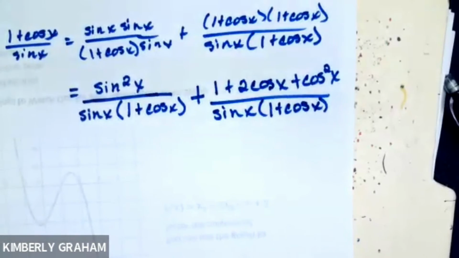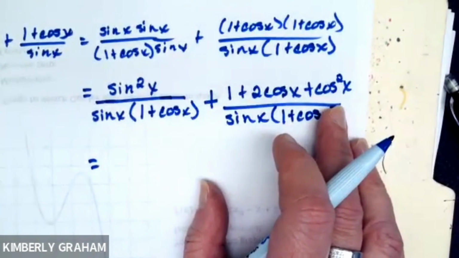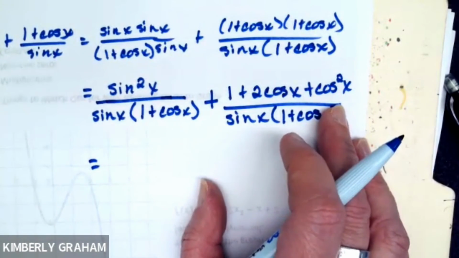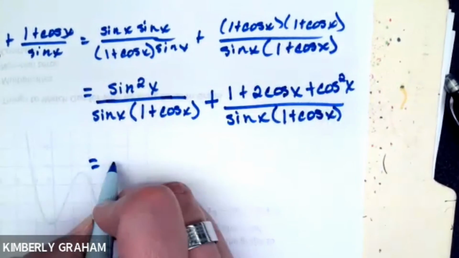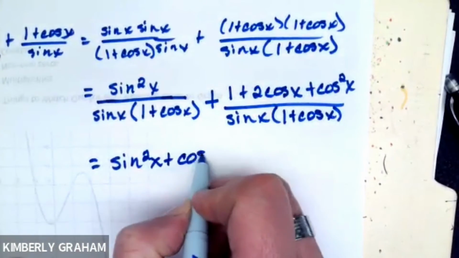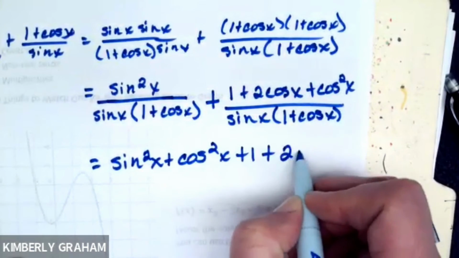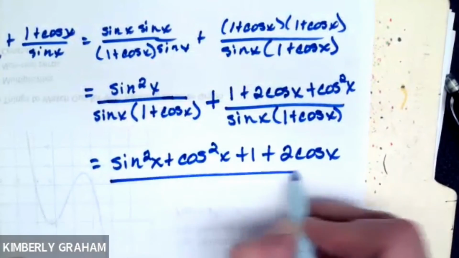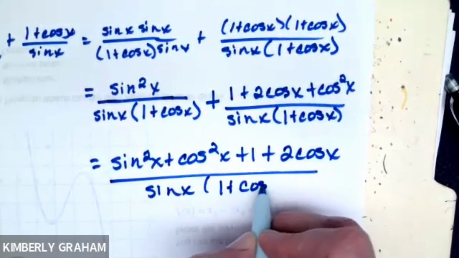So I've got two fractions with the same denominator. Remember, the whole point of me doing this is to try to get this into one fraction. So I can write this as one fraction. And when I do, I'm going to put my sine squared and cosine squared next to each other. So I have sine squared x plus cosine squared x, and then plus 1 plus 2 cosine x over sine x times 1 plus cosine x.